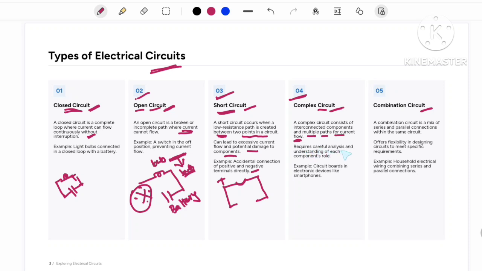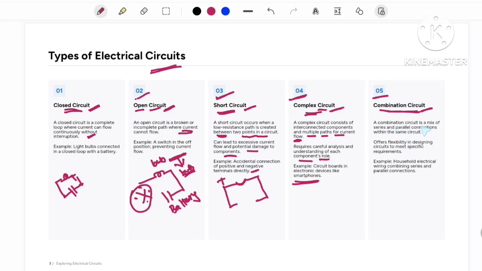This requires careful analysis and understanding of each component's role. For example, the circuit board in an electronic device like a smartphone, right? This is all complex circuits.